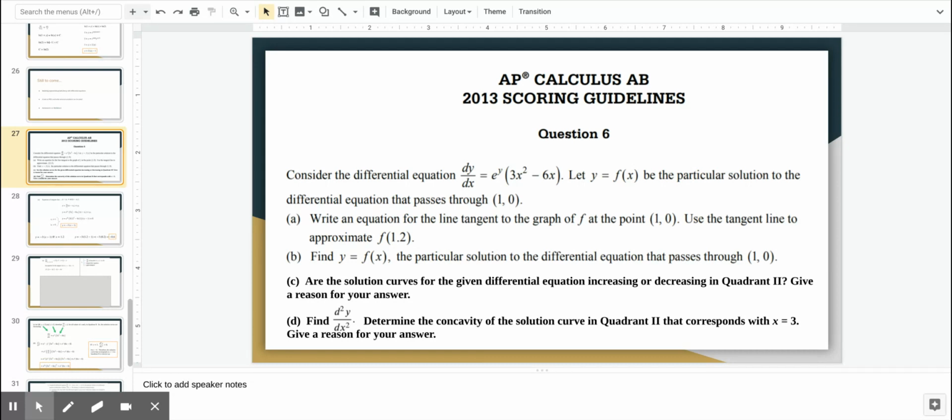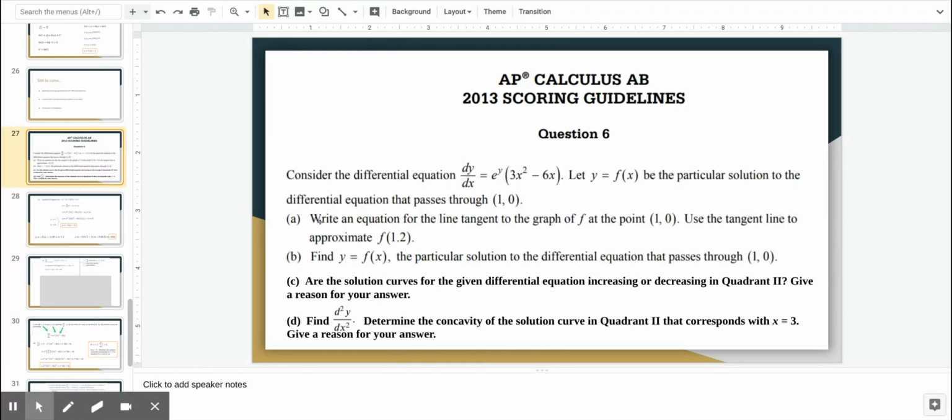So let's read the question and just kind of get an idea of what we're doing. So the first part just tells us the differential equation. I noticed that I've got y's and x's within that differential equation. dy/dx equals e to the y times (3x squared minus 6x). And I'm also given an initial value, right? Okay, so I've got this initial value, (1, 0). Whenever we are given that initial value, typically we're going to have to find the particular solution, right? Which part B does have us do.